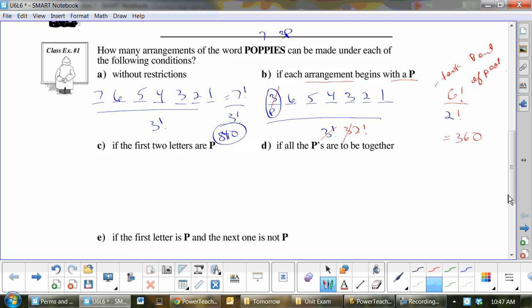Now what if the first 2 letters must be P? So we've got 1, 2, 3, 4, 5, 6, 7. So this must be a P, and this must be a P.